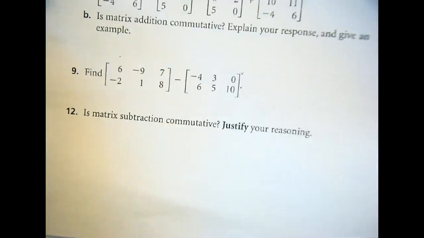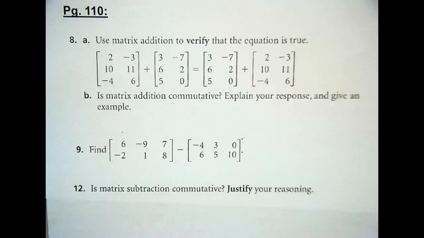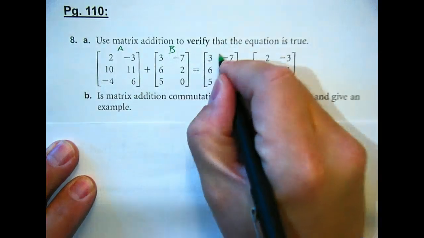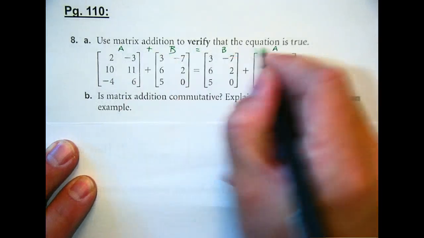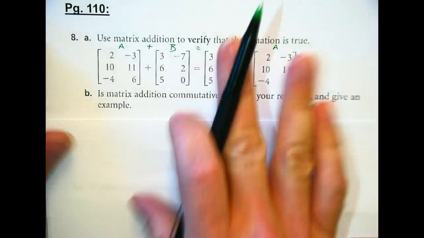Why don't you take a look at number 8. Use matrix addition to verify the following is true. Tell your neighbor if number 8 is true, yes or no, and why. It's true, right? All they've done is flip the matrices around. If we call this one matrix A and this one matrix B, they've just moved them around. That's now B and that's A. So here you're saying A plus B is equal to B plus A. We know addition is commutative. When you're doing 2 plus 3, that's equal to 3 plus 2. We just need to know if the same rules apply to matrices. And they do. When you're adding, they're going to be the same.